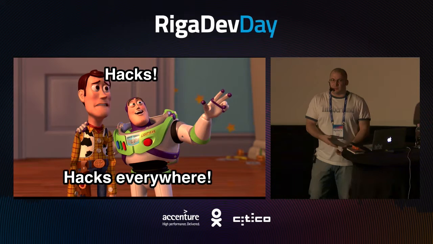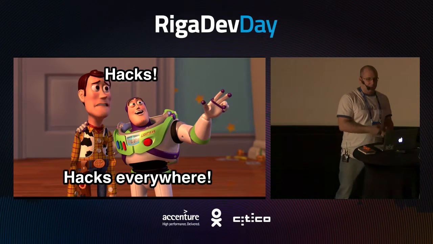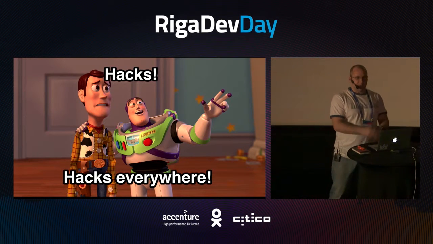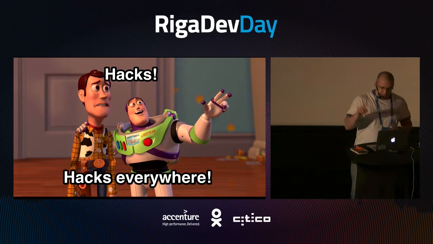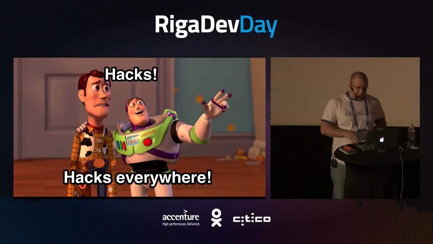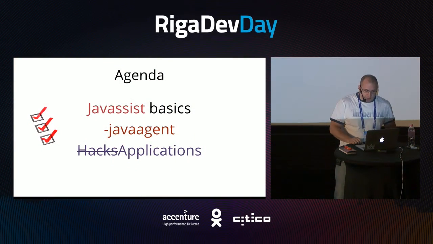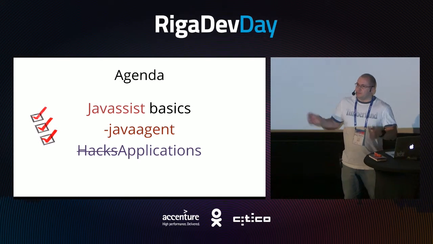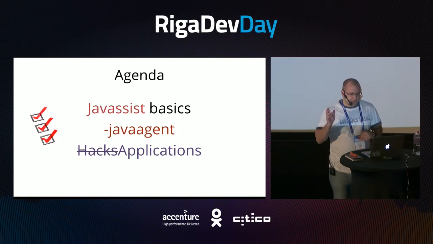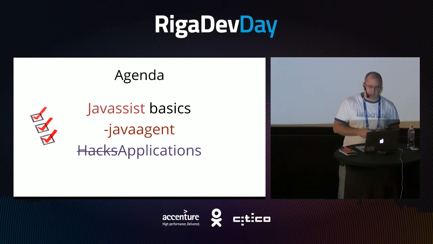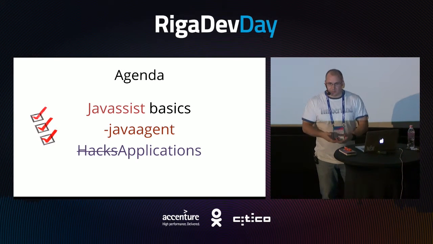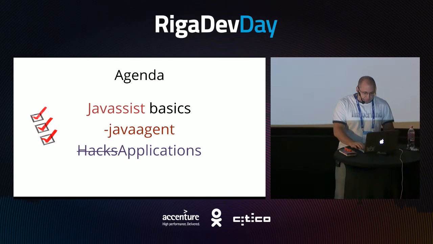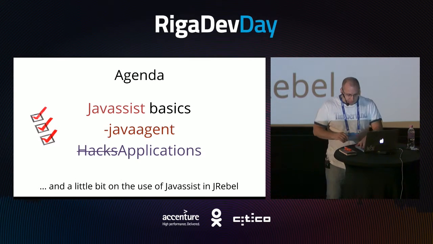It's more interesting to talk about hacks, right? And actually, JRebel is full of hacks. Xrebel is full of hacks. We will see what kind of tricks we are using to implement our features. So today we will have an overview of Javassist, the very basics, a little bit of insight about Java agents, because they are helpful to implement real tools. And we will have some applications as well, and a little bit of JRebel, of course.